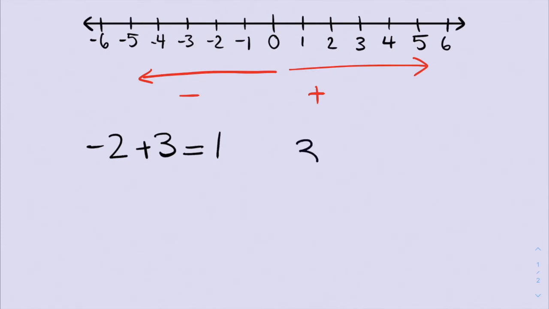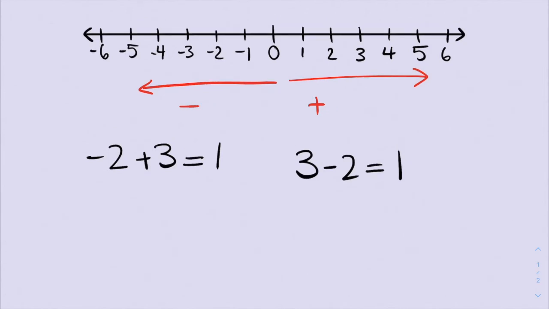But what if I had 3 minus 2 instead? So we're going to start at 3 on our number line and go backwards 2, so to the left 2. So we go 1, 2, and we end up at 1. So we can see that negative 2 plus 3 and 3 minus 2 give us the same answer. And that's because they both have a negative 2 and they both have a positive 3, and so we end up at the same place on our number line.